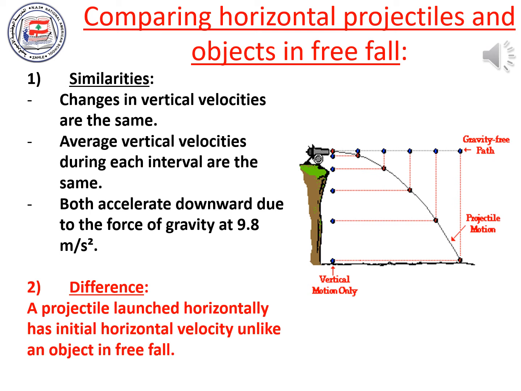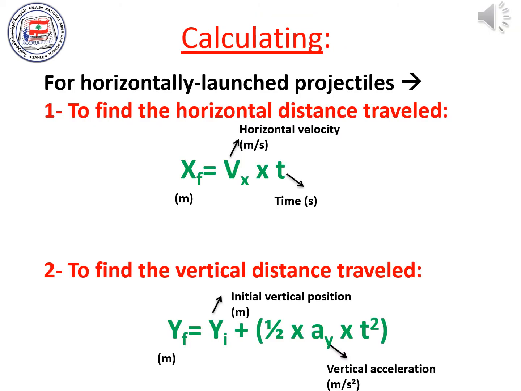They both have initial zero vertical velocities, and their vertical velocities change at the same rate. They have the same acceleration downwards. Now we reach the part where we are going to talk about calculations in order to be able to solve problems in which there is projectile motion.